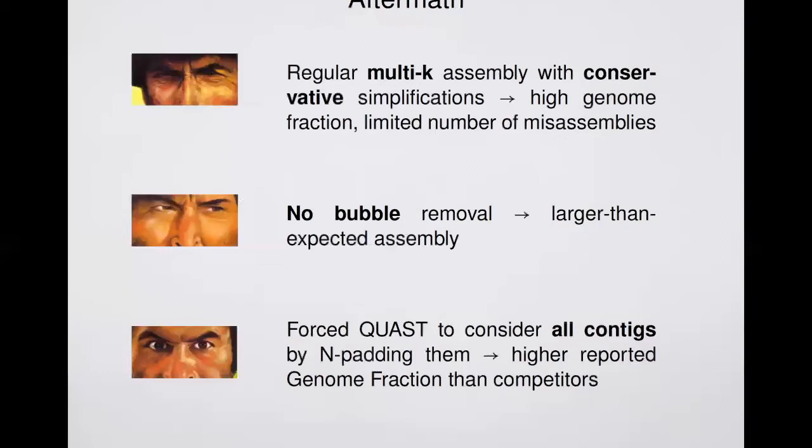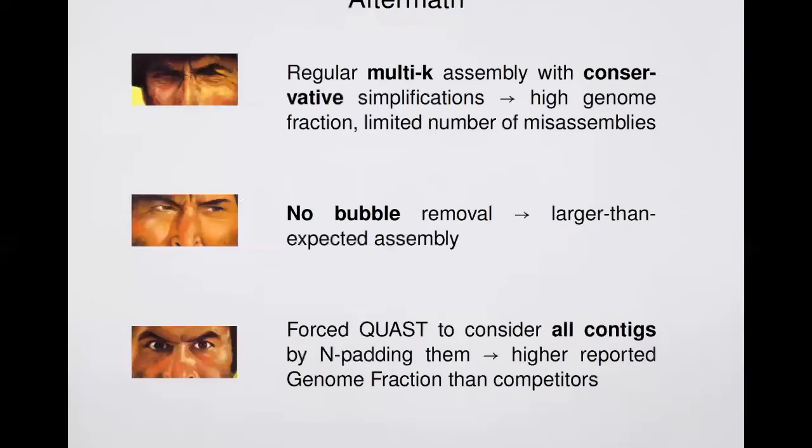The bad is that we did not perform bubble removal, which is a typical assembly step, and it leads to a larger than expected assembly. So biologically, this has some issues. So sure, you have most of your strains present in the assembly, but it's not clear what contig corresponds to what strain. And you may also have short contigs because bubble removal not only removes k-mers, but increases the size of contigs.